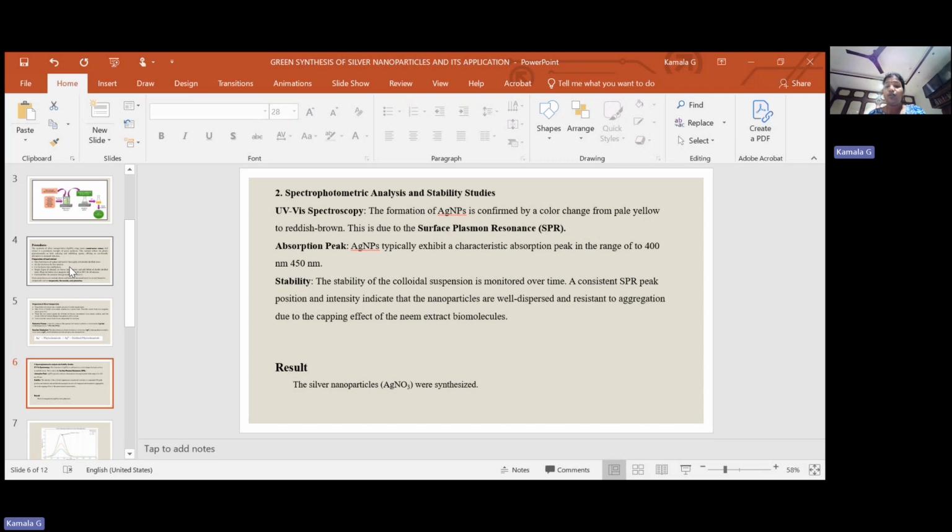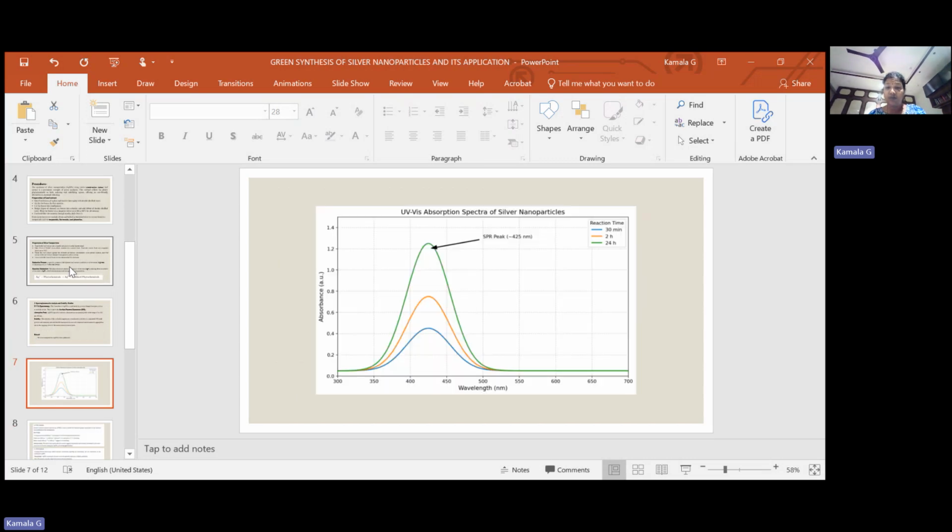This solution is used as a test solution. We characterize it at an absorption peak between 400 to 450 nanometers, and then we know we have generated silver nanoparticles. This is how we check whether silver nanoparticles are prepared or not. We got a peak. In this way, we got a peak, so we can conclude that we are able to generate silver nanoparticles.